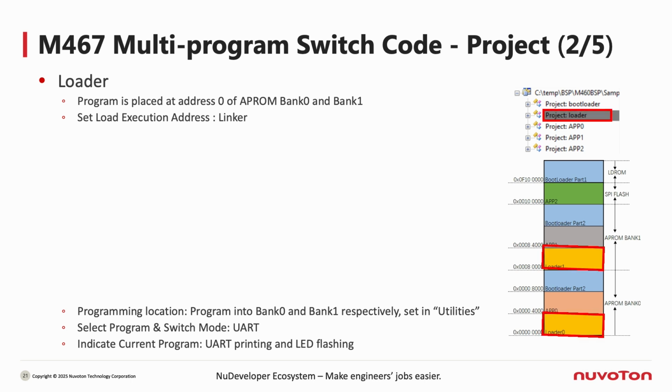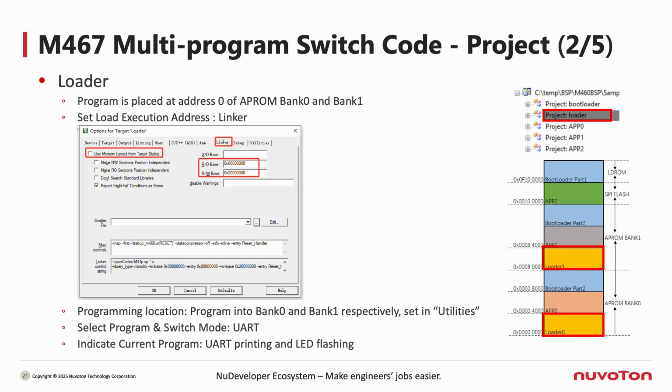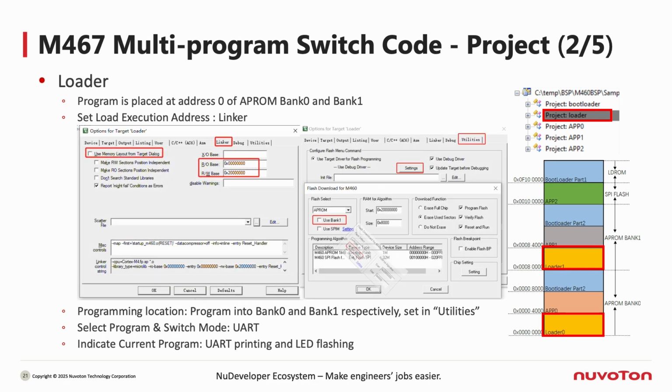Put them separately at address 0 in the 2 banks. We use this program to switch between 2 banks, so the program at this position of the 2 banks needs to be the same. Set the loading execution address to 0 in Linker. By selecting the Settings button on the Utility Selection page and choosing Use Bank 1 or Not in the pop-up dialog box, the program can be programmed to 2 banks separately.